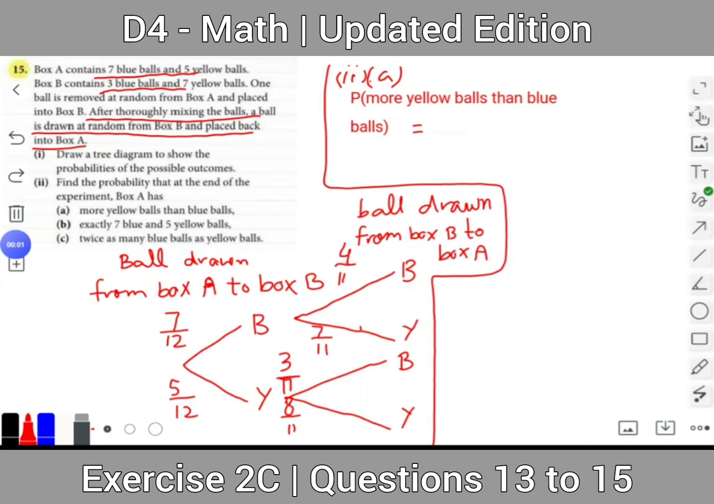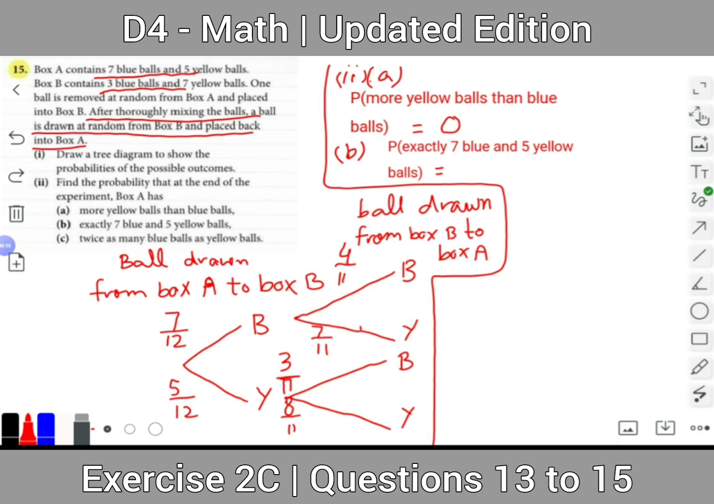Now in question 15 part 2a, find the probability that at the end of the experiment box A has more yellow balls than blue balls. Since the number of blue balls is 7 and the number of yellow balls is 5, this is an impossible event. So the probability that there are more yellow balls than blue balls is equal to 0. Now in part B, find the probability that box A contains exactly 7 blue and 5 yellow balls.